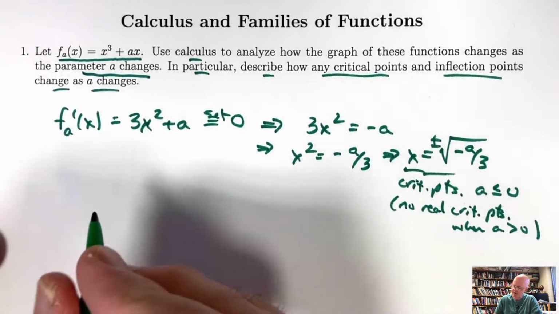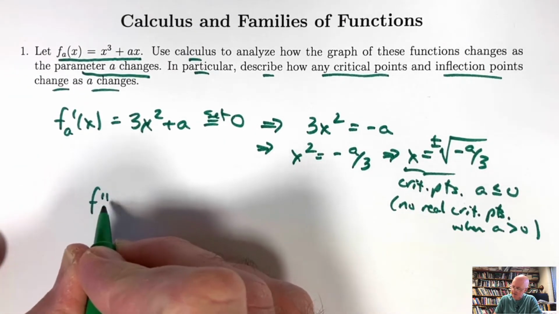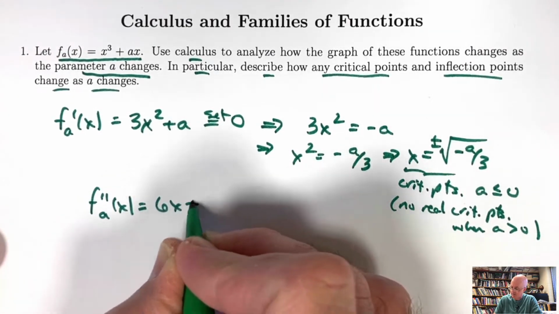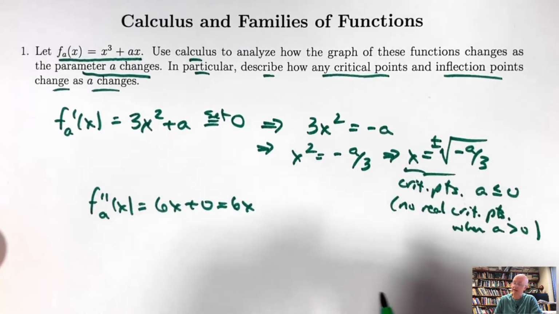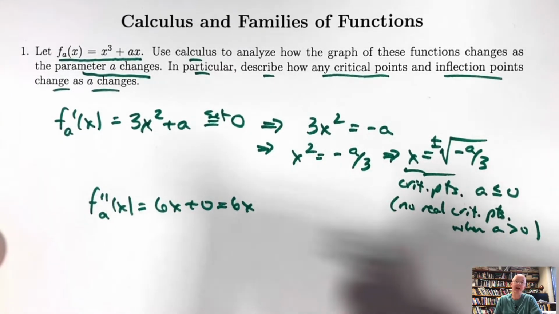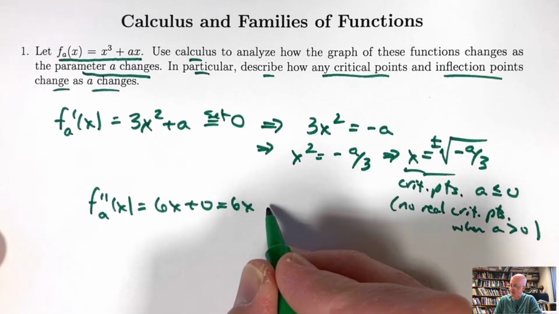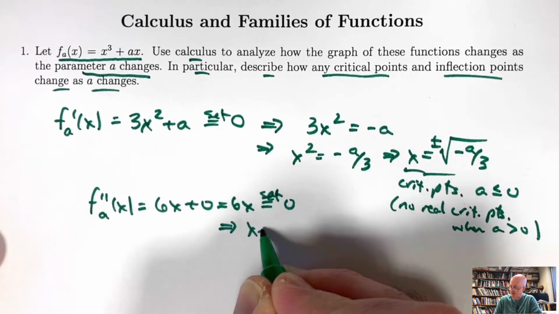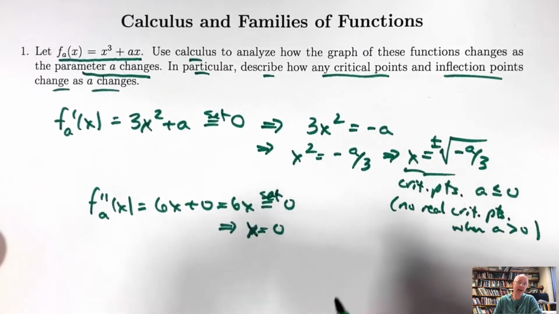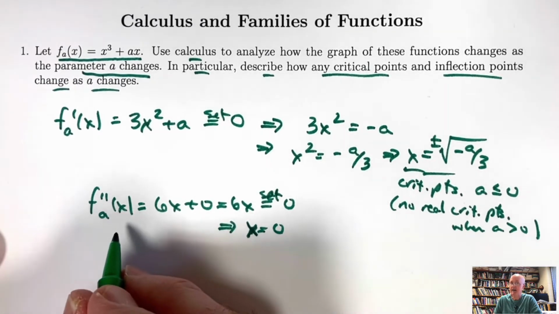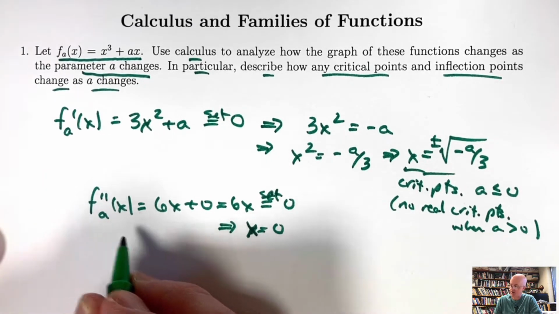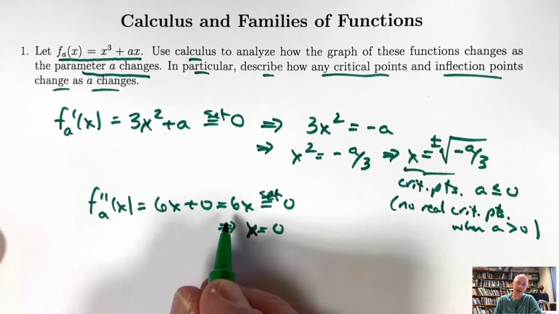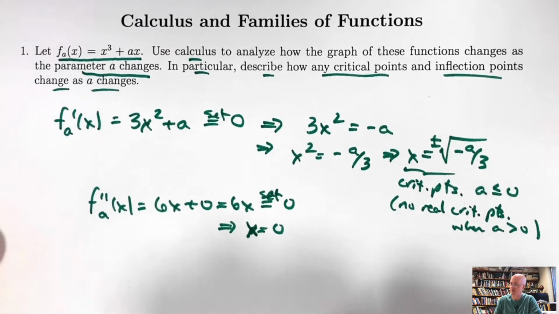What about possible inflection points? Take the second derivative. We get 6x plus 0, just 6x. It doesn't depend on a. A does not affect possible inflection points. To find those possible inflection points, we set this equal to 0 and solve for x. And we get x equals 0 as a possible inflection point. Is it an actual inflection point? The sign of the second derivative needs to change at the possible inflection point. Does it? Yes, 6x does change sign from negative to positive as x increases through 0.